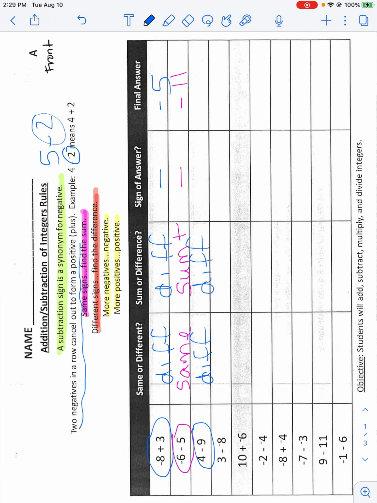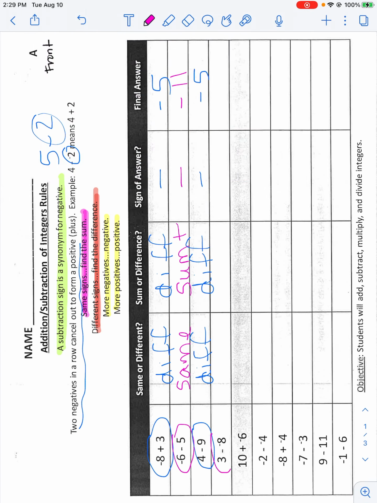I see that I have more negatives than positives. When I have two different signs, I'm going to subtract. I know the difference between 9 and 4 is 5, so that would be negative 5. If the temperature was 4 degrees and it drops 9 degrees, it would now be 5 below 0.